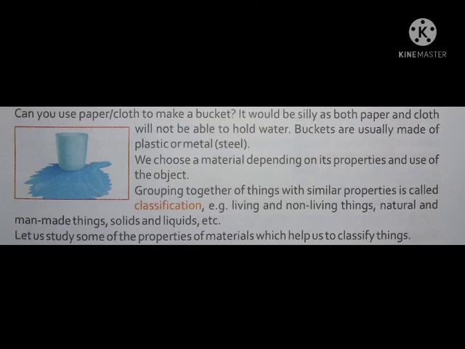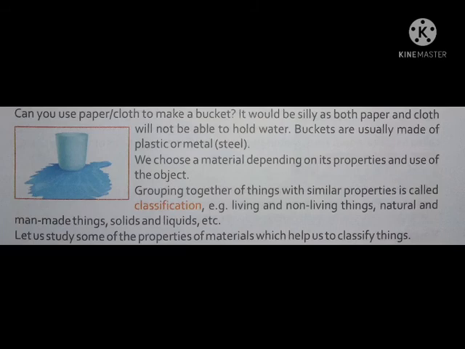Grouping together of things with similar properties is called classification. So grouping of the things with similar properties is called classification. Example, living and non-living things. You know what are the living things and what are the non-living things. You know the differences. So you have to write the differences between living things and non-living things. Okay, you have to submit me right now.